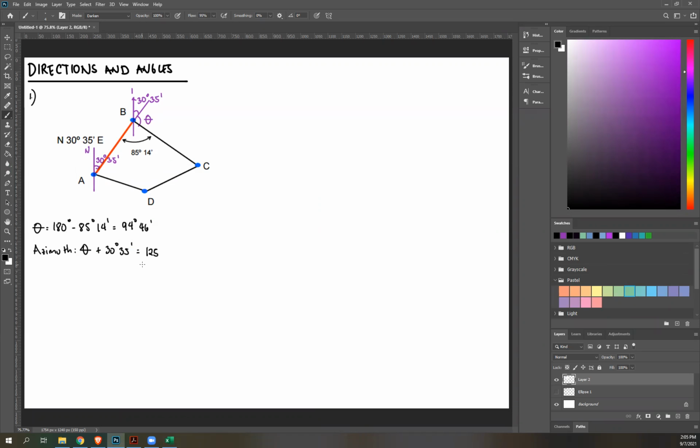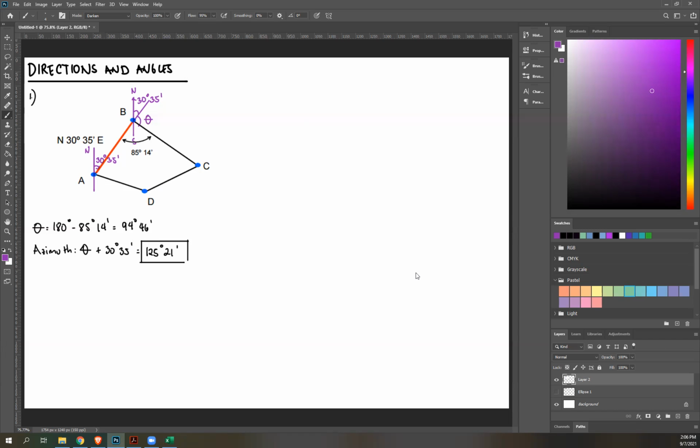So correct. The answer is 125.21. So azimuth is just an angle. Next, I need to get the bearing. Once again, bearing is the smallest angle from either the north or south line. From here, this is your north line, this is your south line. Where should we take the angle from, north or south, to get bearing BC?